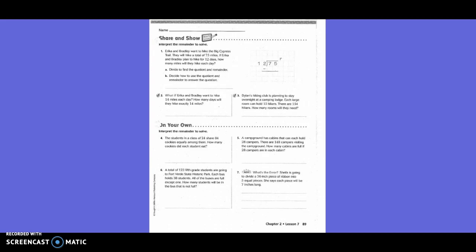Okay, so 12 goes into 75 how many times? 6 times, right? What is 6 times 12? 72. 75 minus 72 is? So we'd have 6, remainder 3. Okay? So then they want to know how many miles they will hike each day. They did a total of 75 miles, they wanted to hike for 12 days, and they want to know how many miles each day it will take them. So, since we're doing miles, what are we going to use?